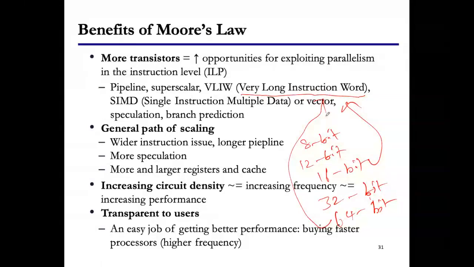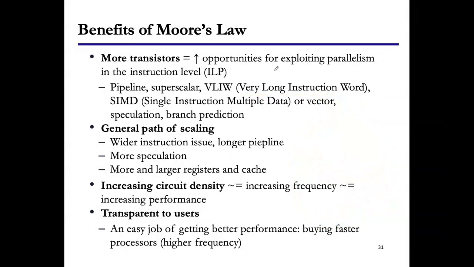So the instructions can be executed by increasing the number of transistors, right? Based on increasing transistors, various methods of instruction-level parallelism happen. One of them is SIMD and vector processing. SIMD means single instruction, multiple data.